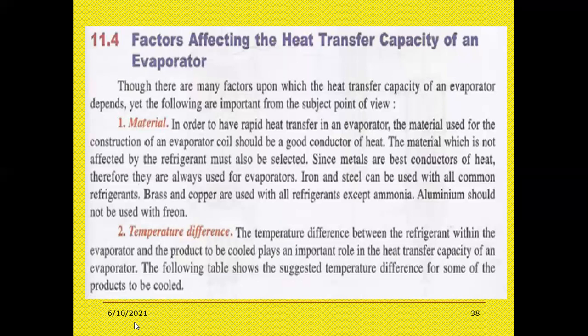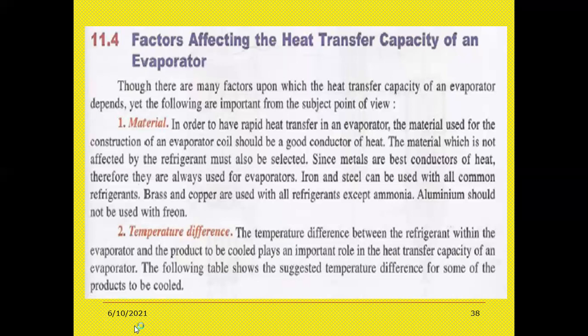Third important point, since metals are the best conductors of heat, they are always used for evaporators. Generally metals are good conductors of heat. Any material which has good rigidity is used for evaporators. Next, iron and steel can be used with all common refrigerants. Brass and copper are used with all refrigerants except ammonia. Aluminium should not be used with freon.